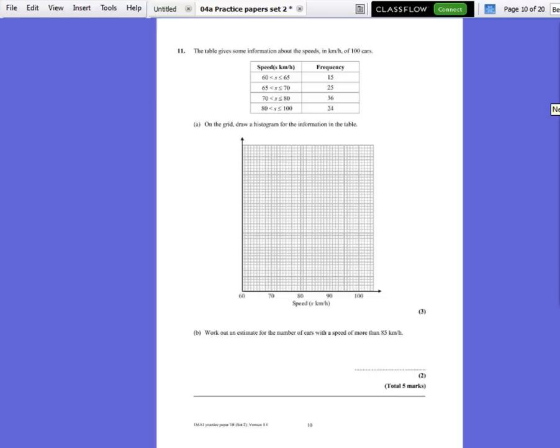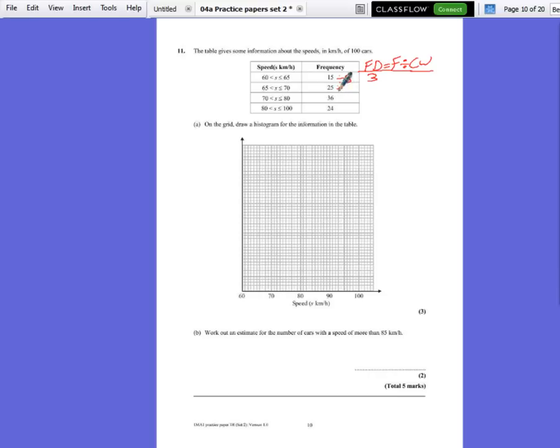Question 11. The table gives some information about the speeds in kilometres an hour of 100 cars. On the grid, draw a histogram. Well, for a histogram, we need to work out the frequency density. Now, the frequency density is the frequency divided by the class width. So, in this case, it would be 15 divided by 5, which will give me 3 for the frequency density.